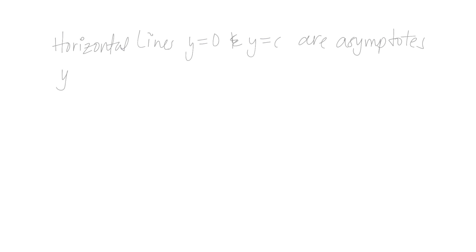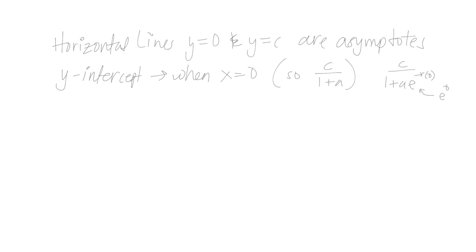The y-intercept is always when x equals 0, right? We already know that from any other function. So in our case, that's going to be c over 1 plus a, because in our model we would have c over 1 plus a times e to the negative r times 0, which would result in e to the 0, which is just 1. So you're just left with c over 1 plus a.